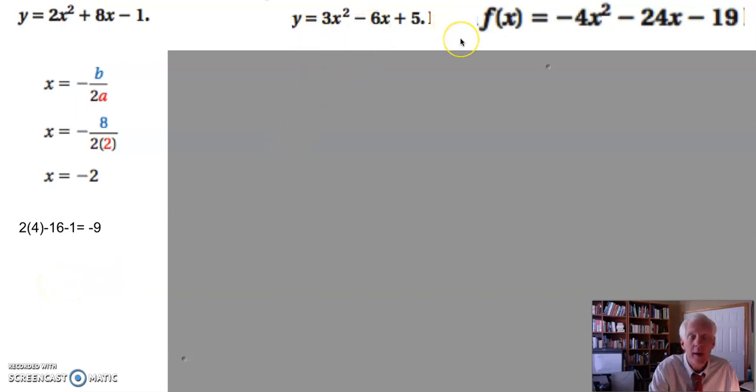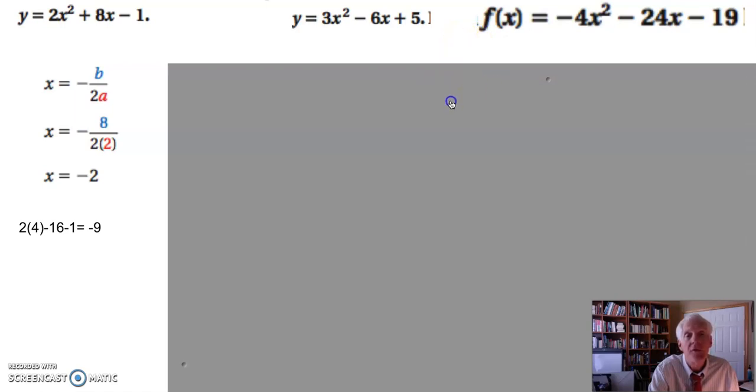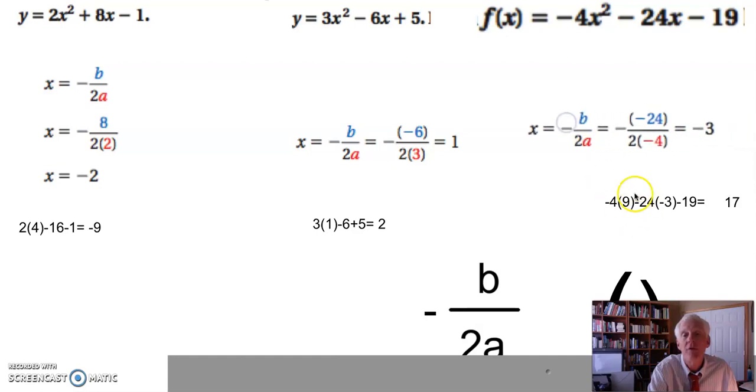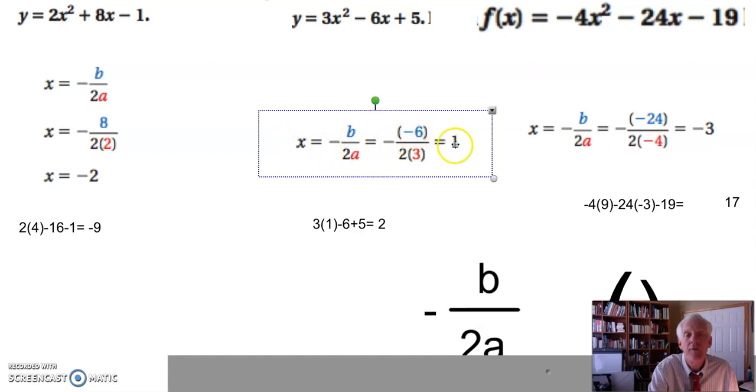Second one, you can go back and pause these. I'm going to put both of these down right now for you to look at. You can see it all. A is 3 down there. B is negative 6 up there. Simplify for 1. You find your y value of 2. Ordered pairs: here for the first one, negative 2, negative 9. Ordered pair over here, negative 3 and 17.